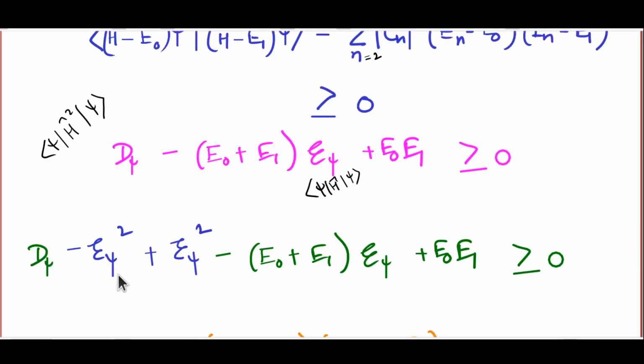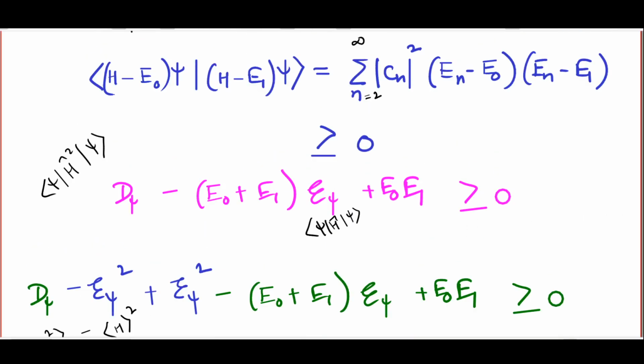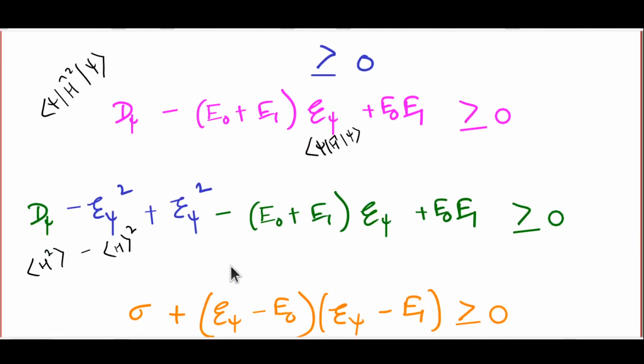The first two terms give you the variance, right? This is the expectation value of H squared minus the expectation value of H, squared. So this is the variation in the Hamiltonian, what we have been calling sigma. So what we end up with is this expression. Sigma plus these three terms together factorize neatly into (E psi minus E0) times (E psi minus E1), and this is greater than or equal to 0.